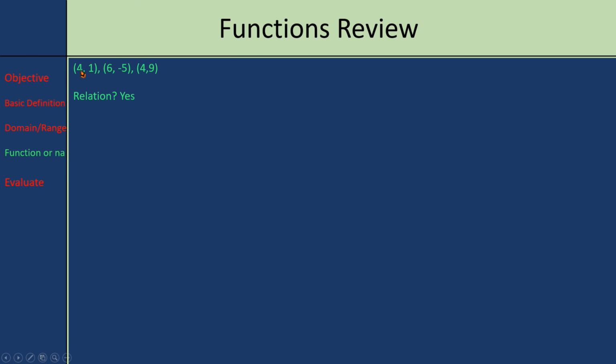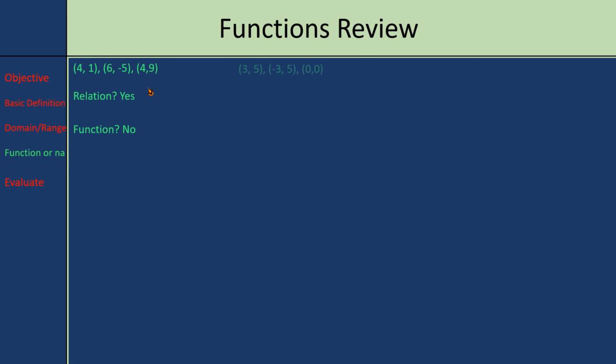Let's look at this 4. This 4 is an x. It gives you this y. Does it give you any other y? Is there another 4 that gives you another y? Yes, this one right here. I have 4 that gives you 1, and 4 gives you 9. See, this 4 gives you 1 and 9. You can't have that. You can't have the same x giving you different y's. So it is not a function.